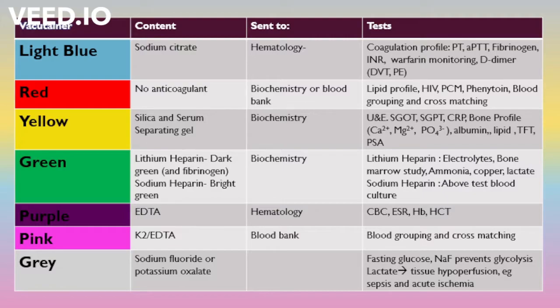Finally, we have a lot less commonly used tube, that is the pink tube, which contains K2 EDTA, and it is for blood grouping and cross-matching only.